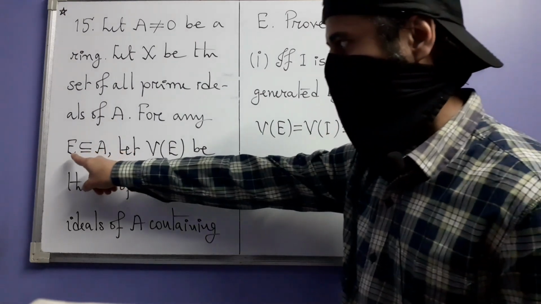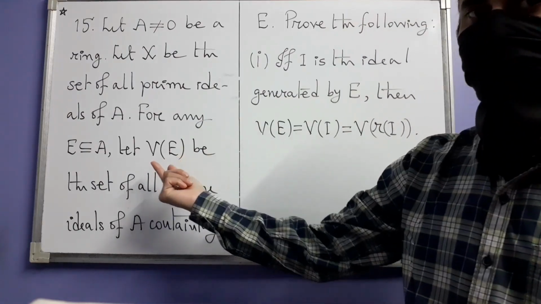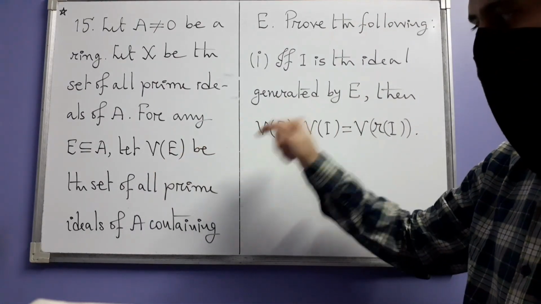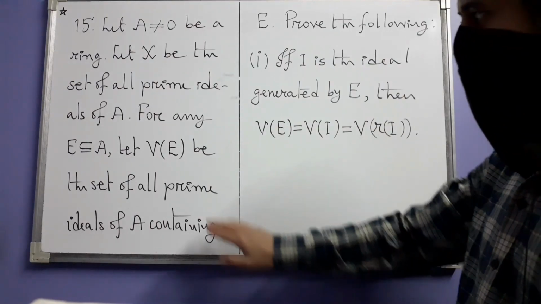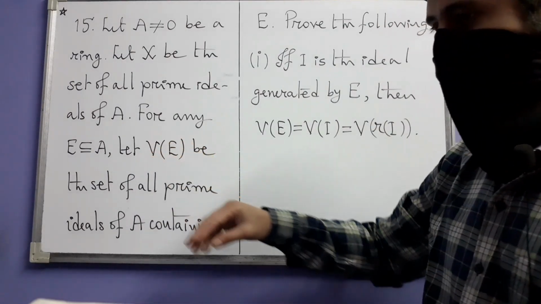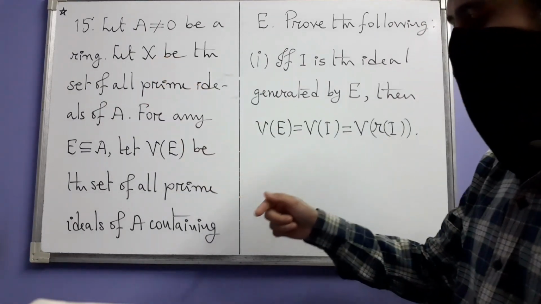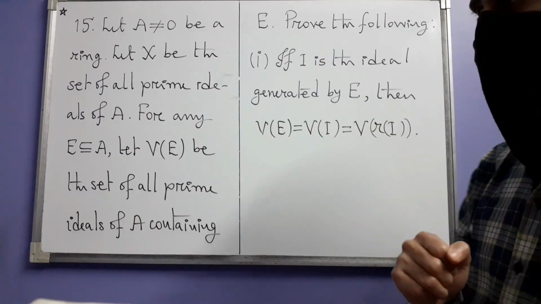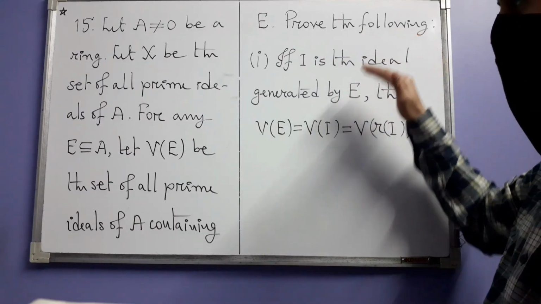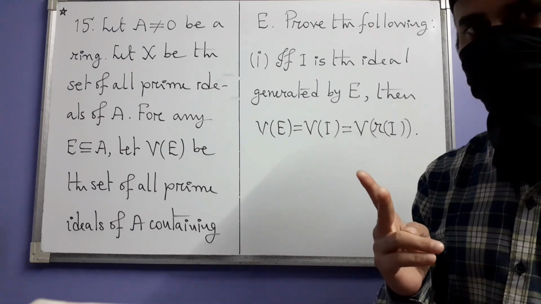Now for any subset E of A, we consider V of E, which is the set of all prime ideals containing E. That means the elements in V of E are those prime ideals, that means elements from X, which contain E inside of them as a subset. Then we have to prove the following. There are 4 parts. Today we are going to prove the first 2.